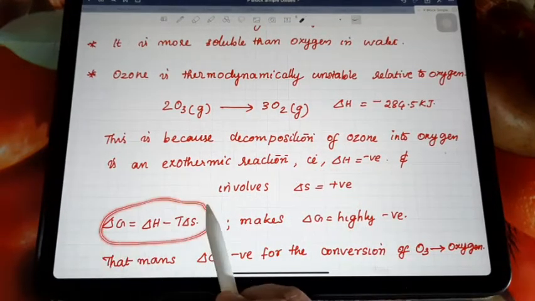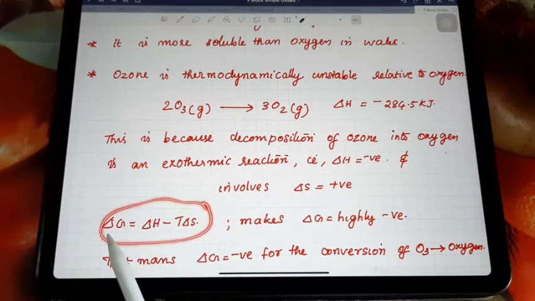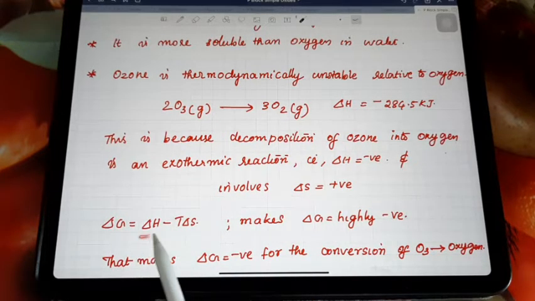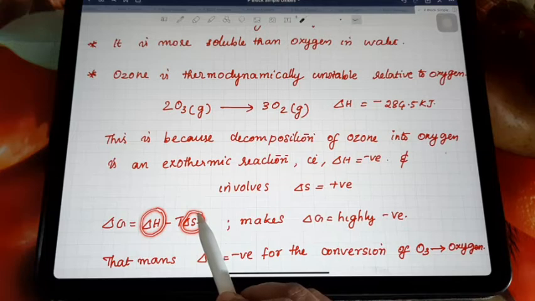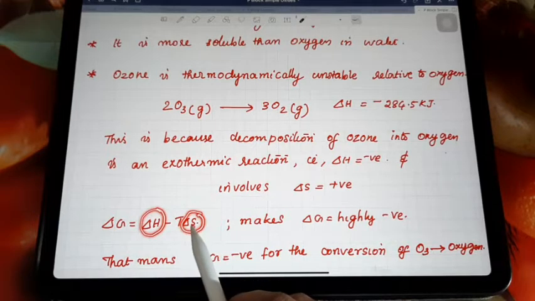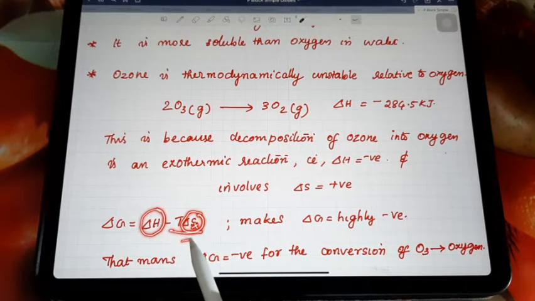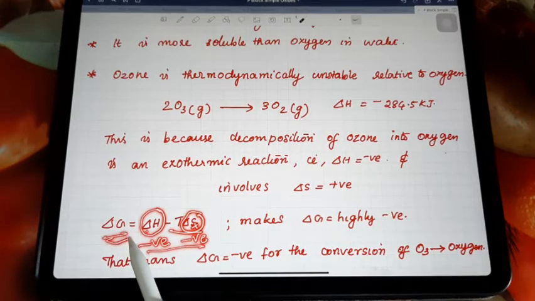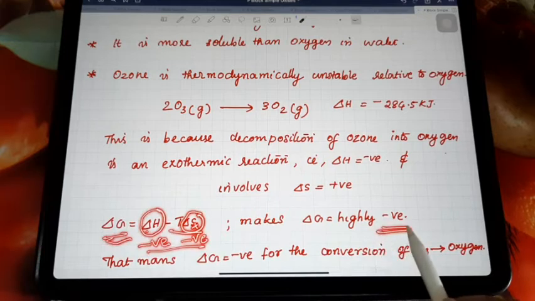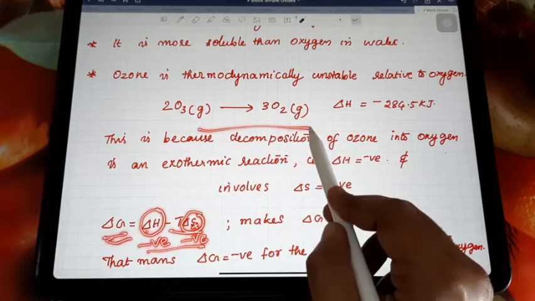You studied the Gibbs-Helmholtz equation, that is delta G is equal to delta H minus T delta S. When delta H is negative and delta S is positive, positive means there is a large amount of disorder. If disorder is more, delta S is positive. So this term is completely negative, and this is already negative. So negative plus negative, delta G is negative. When delta G is negative, we are saying that the reaction is favorable. So this reaction is a favorable one.